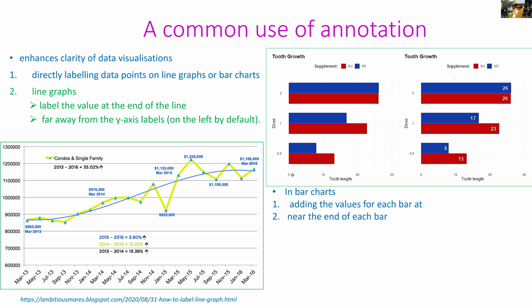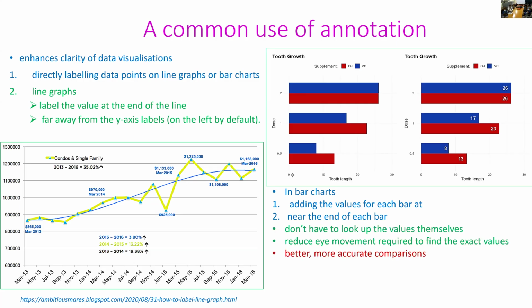Okay. So in bar charts, you add the value usually near the end of the bar. Same thing for the line. You can put the value here also, but it's easy for interpretation if you put it here. You're comparing 26, 26, 17, 23. You can put 17 and 23 here also, but it helps the reader to understand if you put the values closer to this side. So you don't have to look up the values yourself.